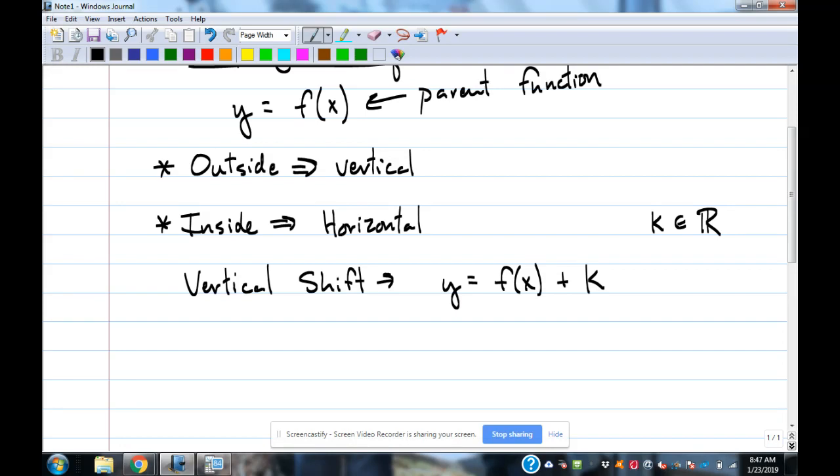If k were negative, it would be x squared minus 3. What that does is take the squaring function and move it down 3 units. If it were x squared plus 5, it would take that parabola and move it from the origin up 5 units. That's all a vertical shift is. So if something is added to the outside of the parent function, it's a vertical shift up. If something is subtracted on the outside of the parent function, it's a vertical shift down.